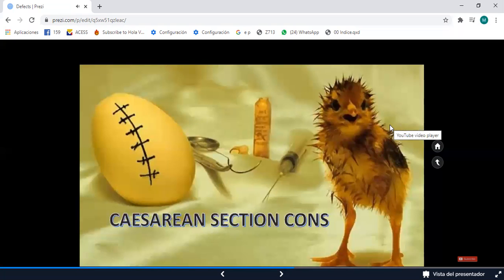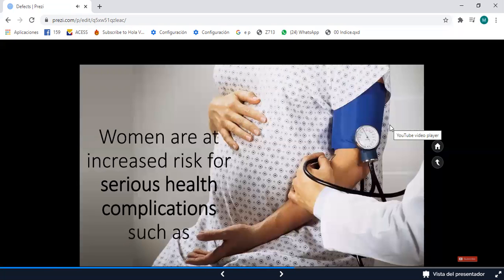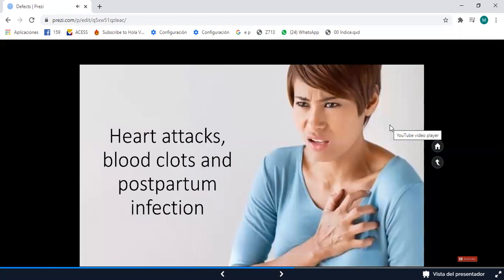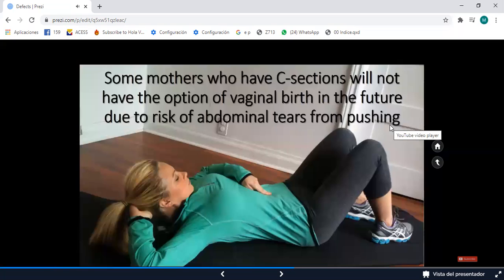Cesarean section cons. Surgical risks and complications from anesthesia. Women are at increased risk for serious health complications such as heart attacks, blood clots, and postpartum infection. Babies are at higher risk for persistent pulmonary hypertension. Some mothers who have C-sections will not have the option of vaginal birth in the future due to risk of abdominal tears from pushing.